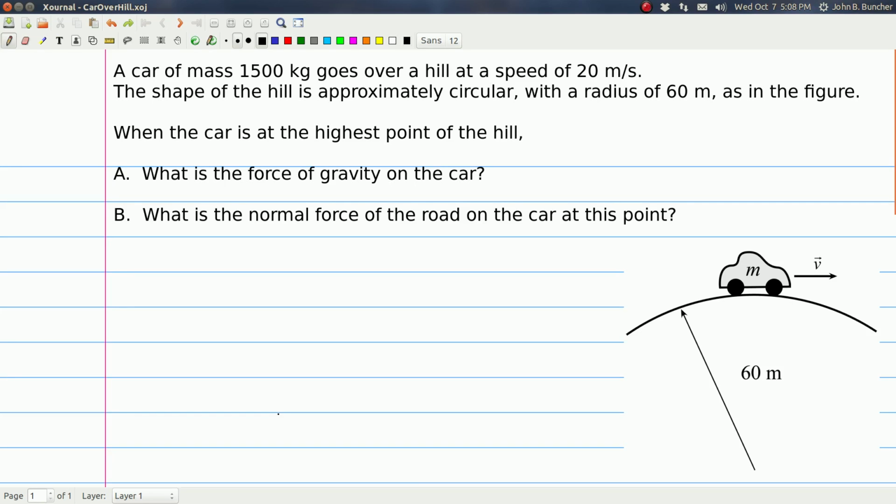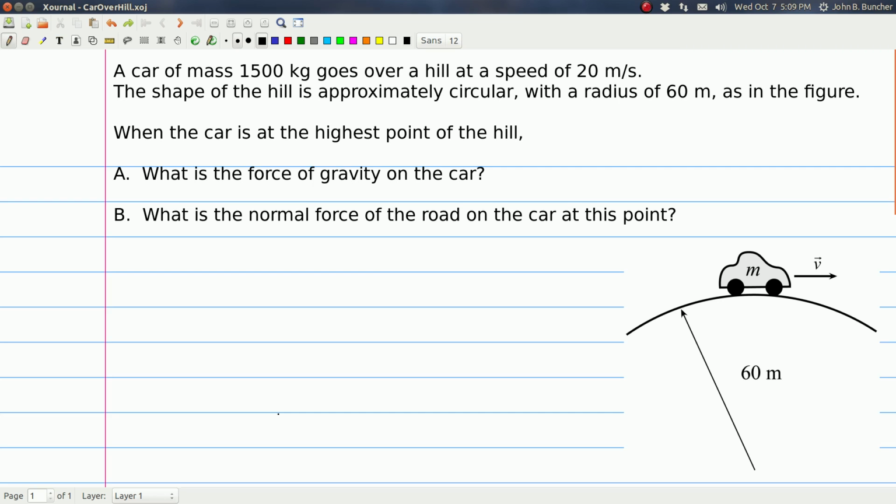Okay, so it's time for another example, this one dealing with circular motion. So we have a car with a mass of 1,500 kilograms going over a hill at a speed of 20 meters per second. The shape of the hill is approximately circular with a radius of 60 meters as shown in the figure. When the car is at the highest point of the hill, we want to know two things. A, what is the force of gravity acting on the car? And B, what is the normal force of the road on the car at this point?